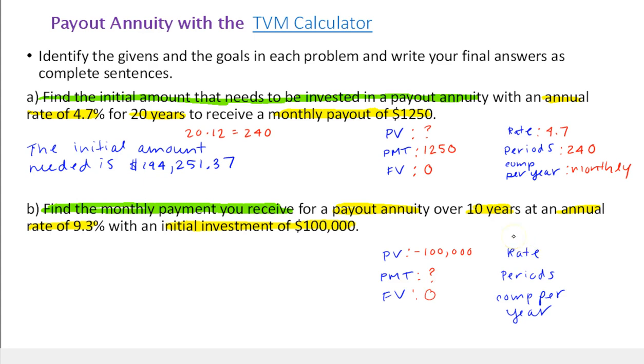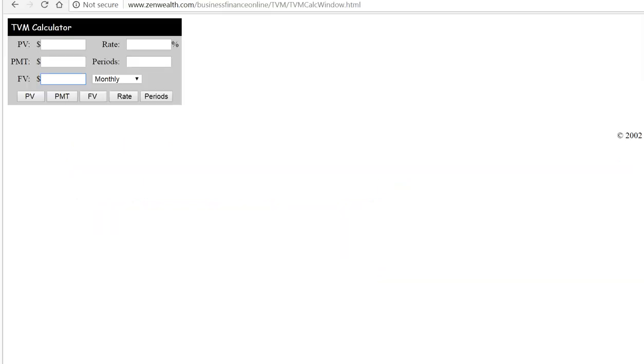The interest rate is 9.3%. Now let's find the periods. Notice it's monthly for 10 years, so that's 12 times 10, which is 120 periods or payments. And the compoundings per year is the same as the payments, which is monthly. Okay, now let's put this in the calculator.